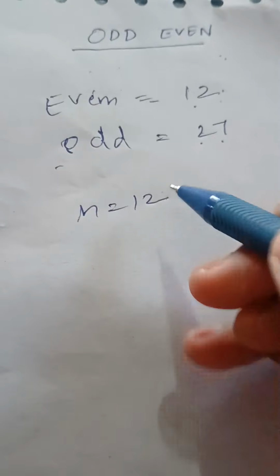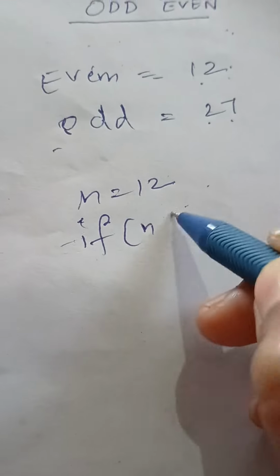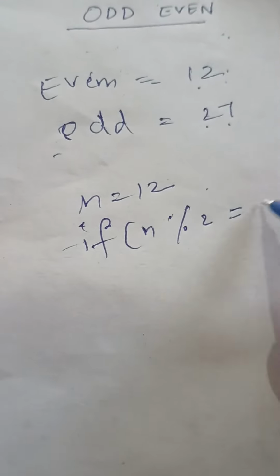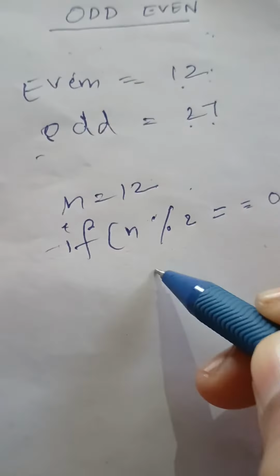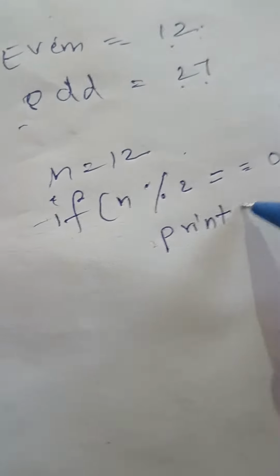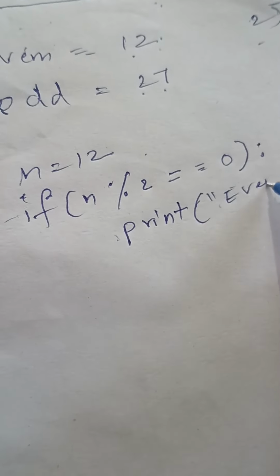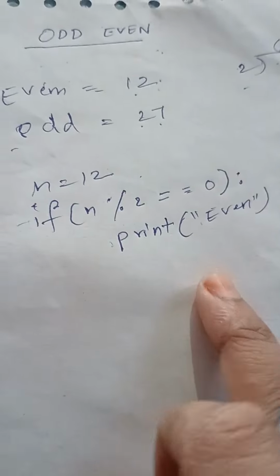So now in programming, when we are writing a logic, assume n is a number. So n is equal to 12, in C or C++ or Python. So if n divided by 2 and the remainder is equal to 0, then print even. So this is a programming logic for odd and even numbers.